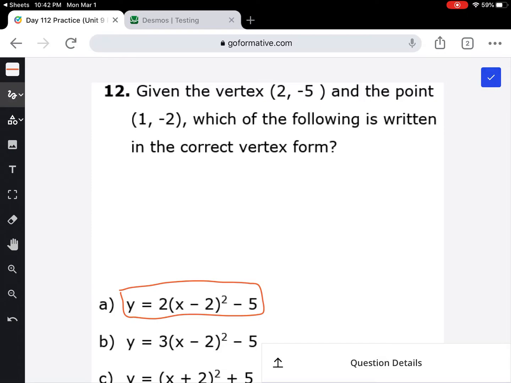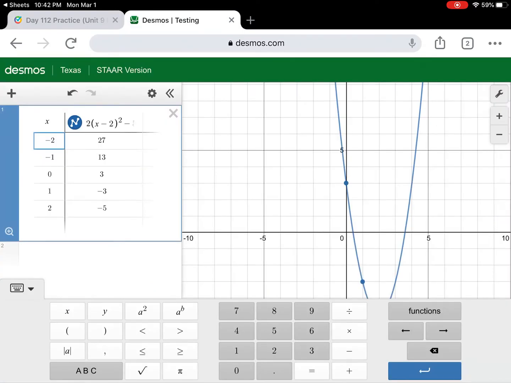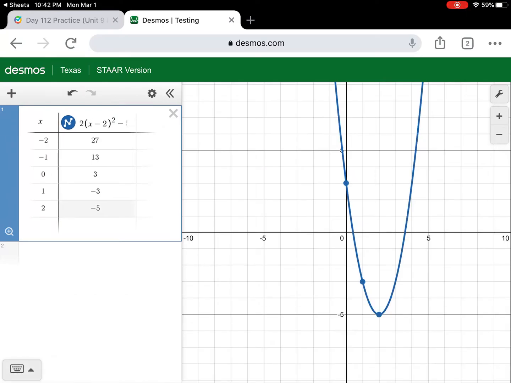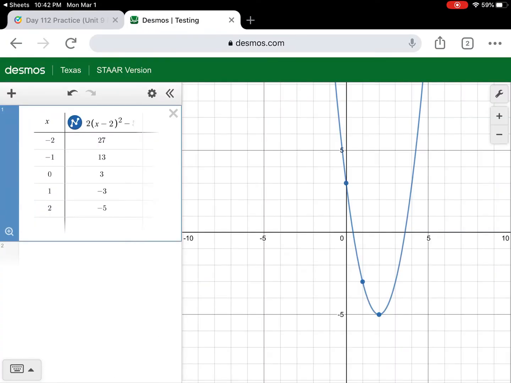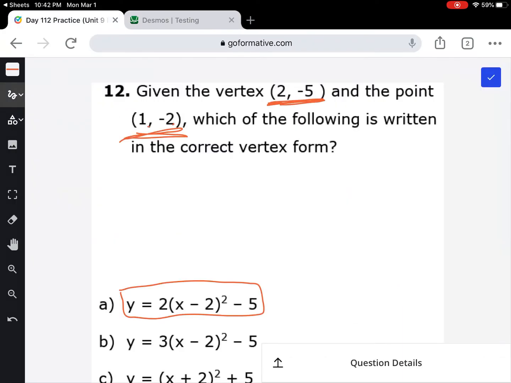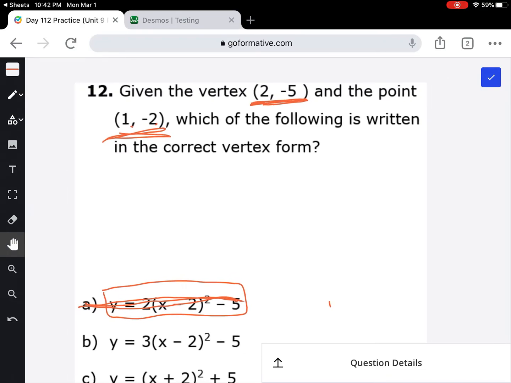So what I'm looking for are these two ordered pairs to be sitting on my table. So does 2 go with -5? Yes, it sure does. Does 1 go with -2? Nope, it goes with -3. So the correct answer is not A, because it does not have both answers on its table.